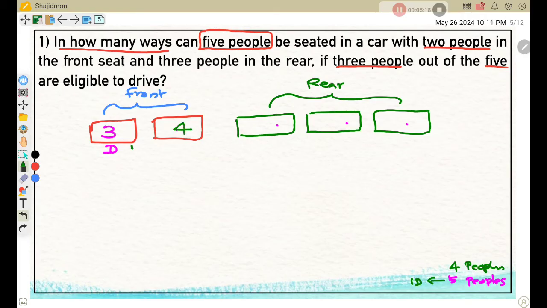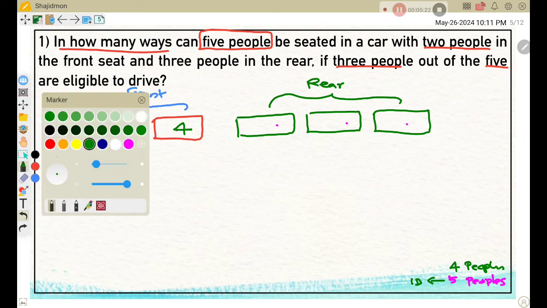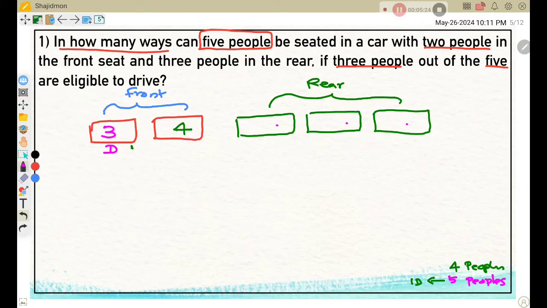All 4 are eligible to sit in that seat, correct? There is no restriction in that seat. So what happened actually? One person sits in the driver seat, and one person is seated in the second seat. So how many possibilities are there in the third seat? We have 3 possibilities, correct? One person here in the driver seat, one person here, and one person here, so how many possibilities are there for the next seat? There are 2 possibilities, correct?